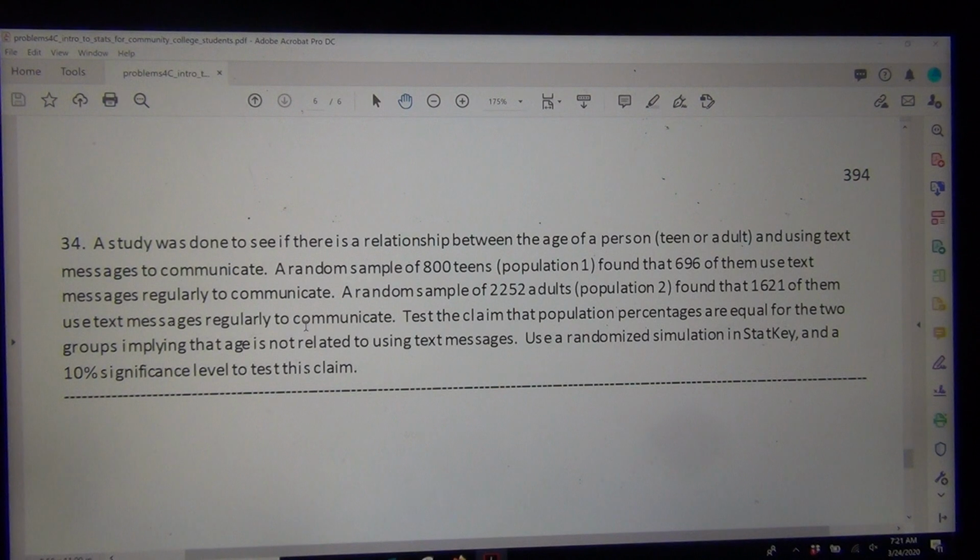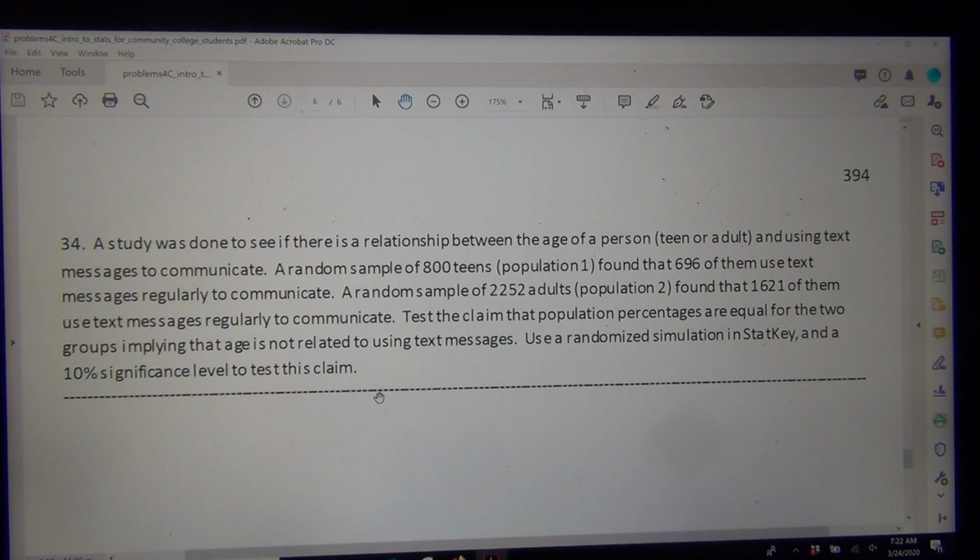Test the claim that the population percentages are equal for the two groups, implying that age is not related to using text messages. Again, this idea of related: if the groups were equal, then it wouldn't matter if you're a teen or adult. Your probability of using text messages would be about the same. That means it doesn't matter. So being an adult or a teen is not related to texting. They basically have about the same chance of texting. So that's kind of the idea behind it. It says use a randomized simulation in StatKey and a 10% significance level to test this claim.